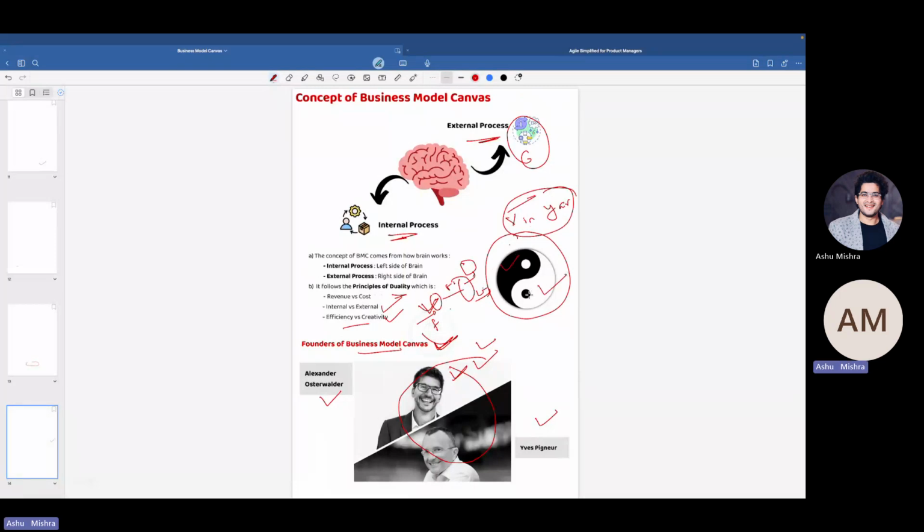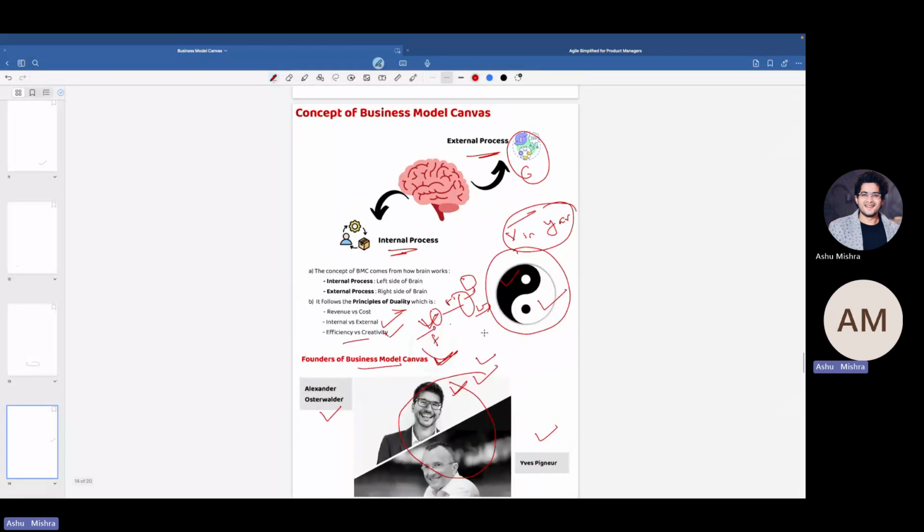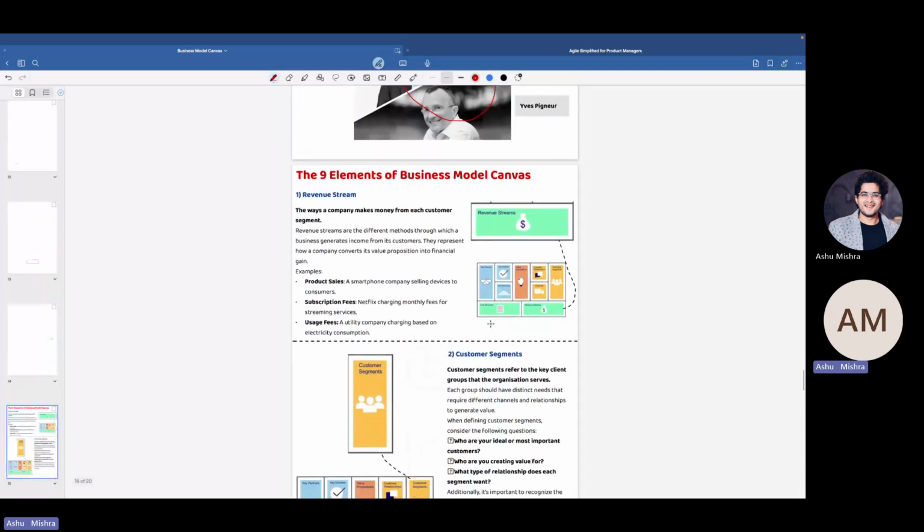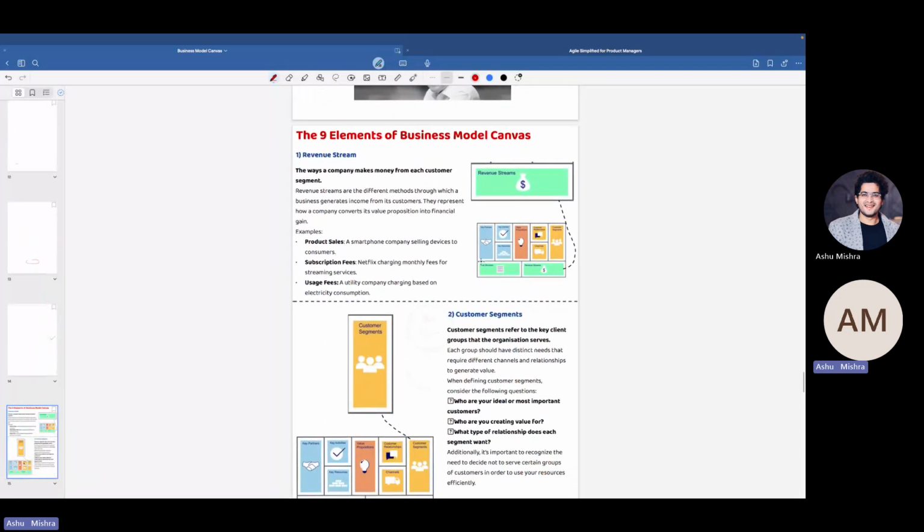And we have to balance. So what the business model canvas teaches us is that an organization needs to have a balance in all the nine elements, guys. So this is the concept, and these are the founders of the business model canvas, guys. Now let's come to the nine elements of this business model canvas, guys.